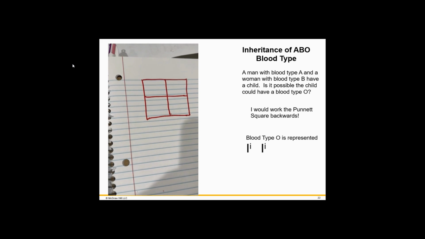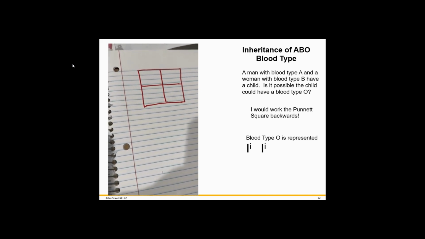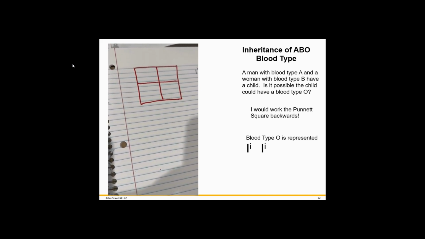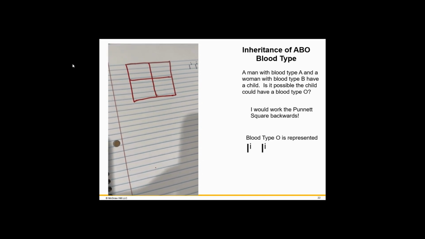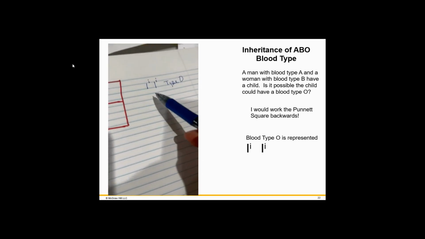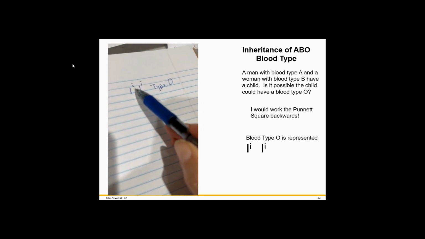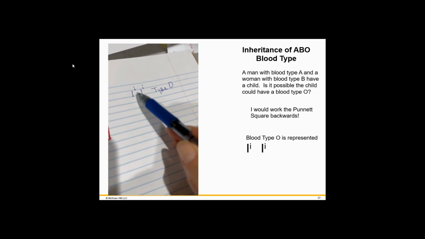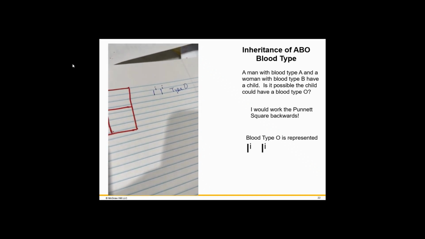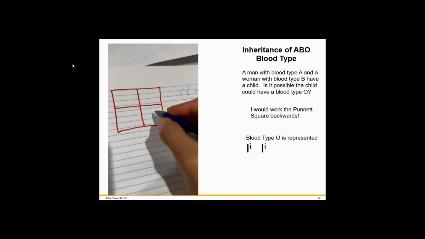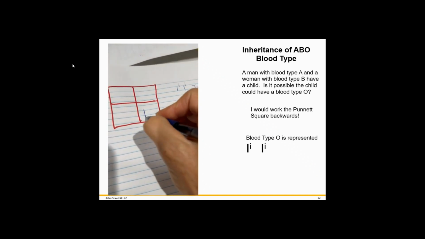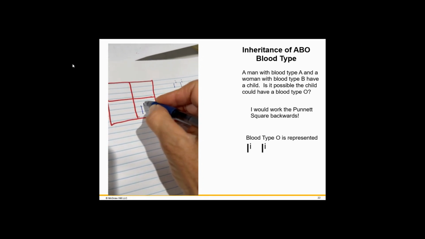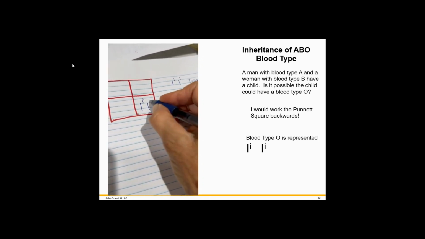Okay, Edward has the Punnett square completely backwards, and we know that type O blood does not have the A or the B antigen, and so it's represented like this with a superscript of a lowercase i and a lowercase i. So this would give you type O blood. So I would work it backwards. I would put the child in this bottom square here with O type blood. So it would look like this.